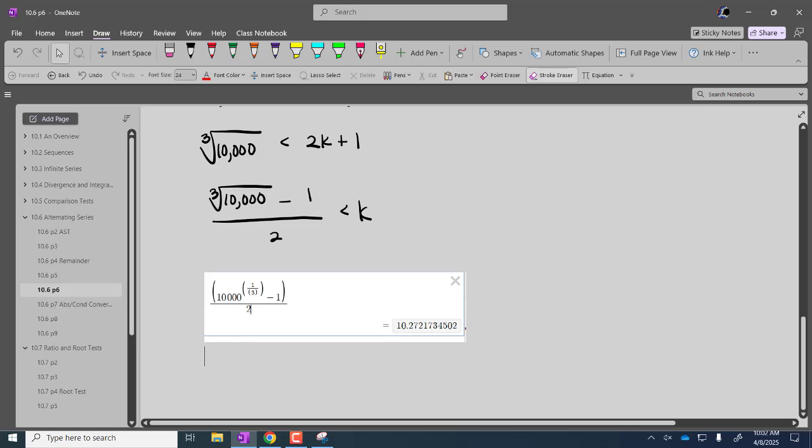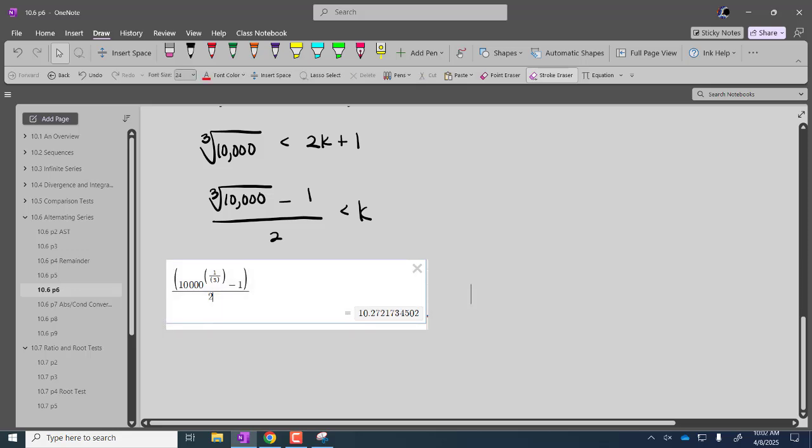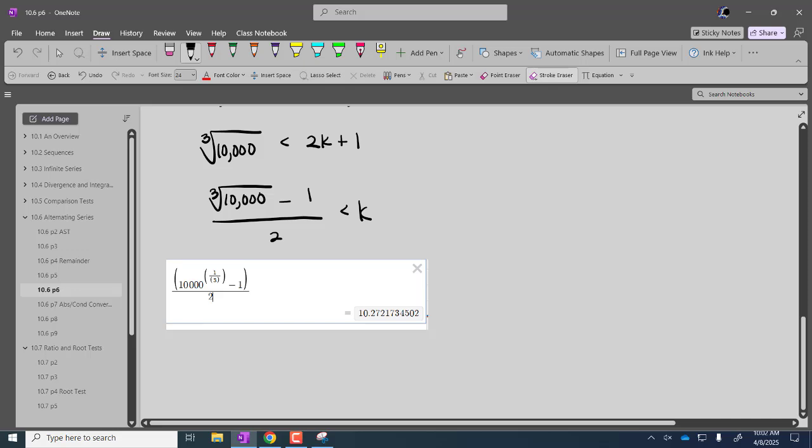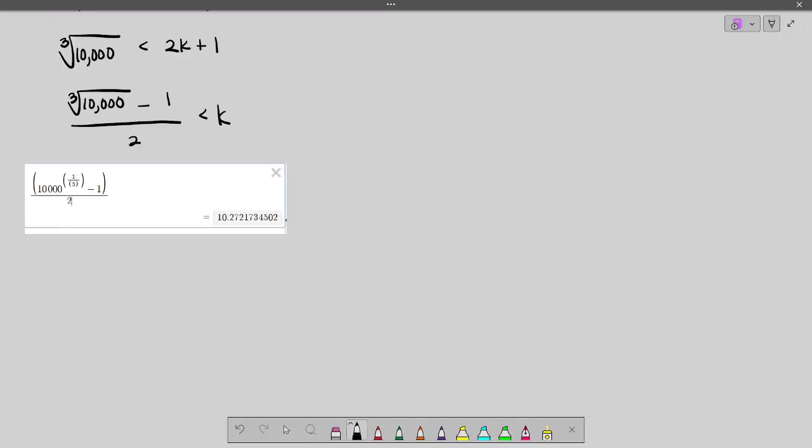All right, so what is the k value that we're going to choose then? 11. Yeah, we'll choose 11. First integer bigger than that. So this is going to tell us that we have k equals 11.